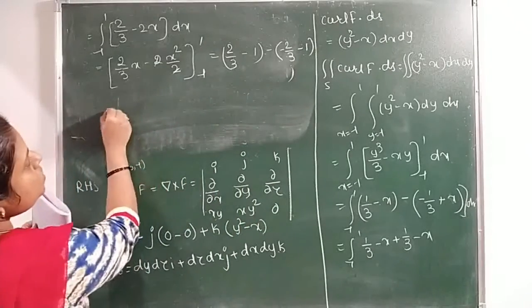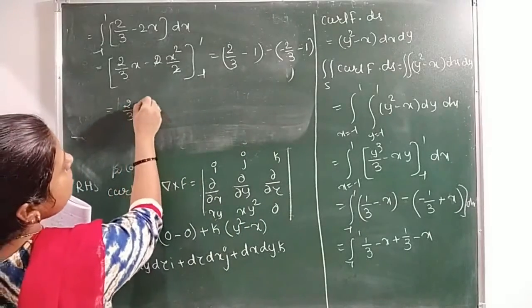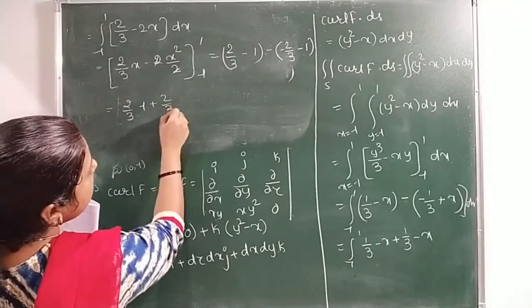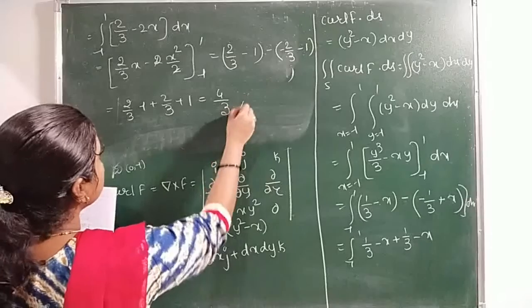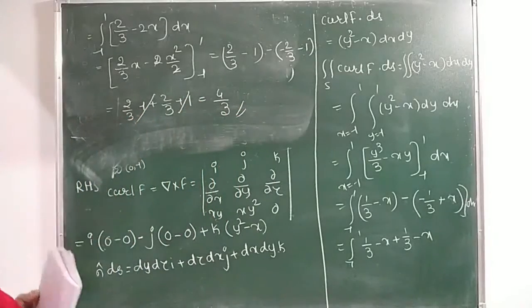After that we have to simplify 2 by 3 minus 1 plus 2 by 3 plus 1, which is equal to 4 by 3. Plus 1 minus 1 gets cancelled.